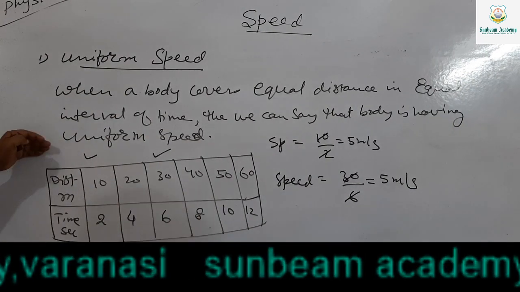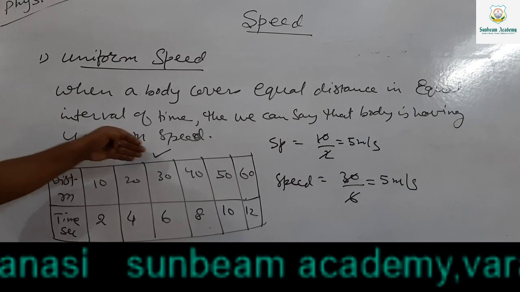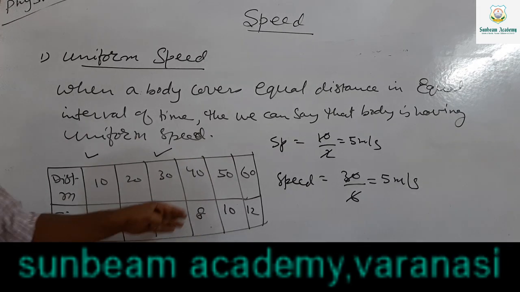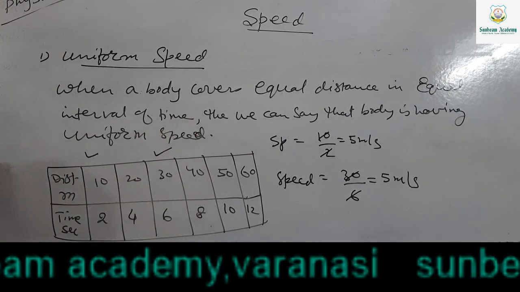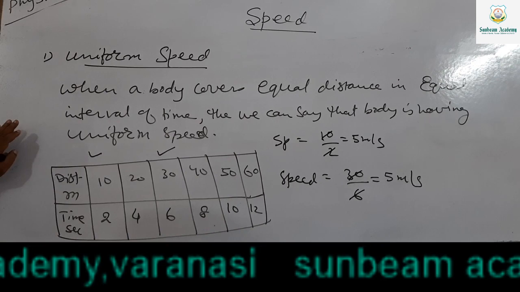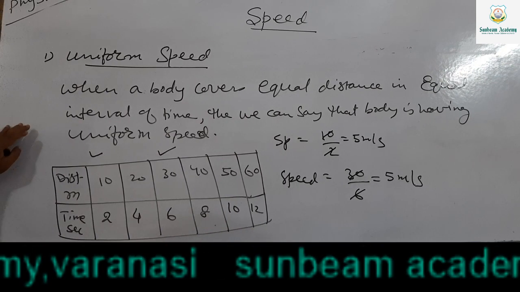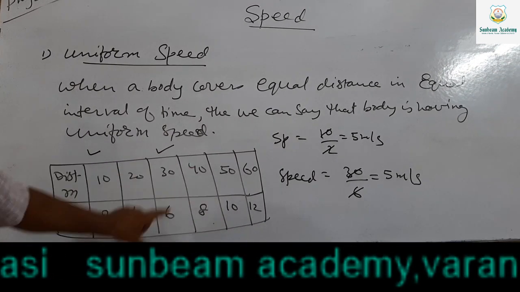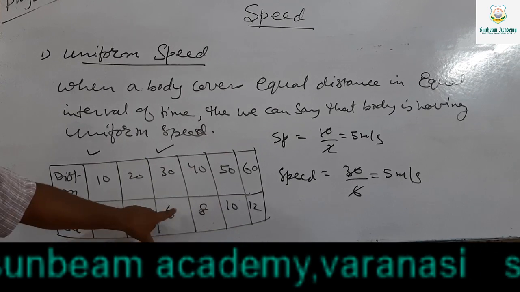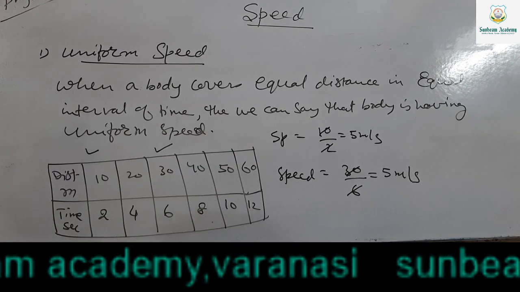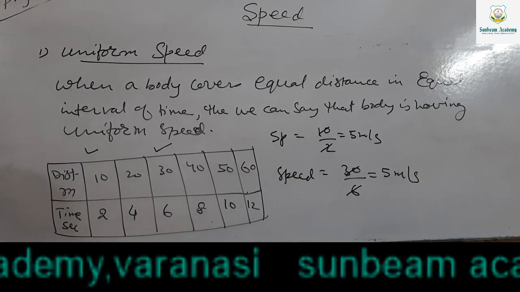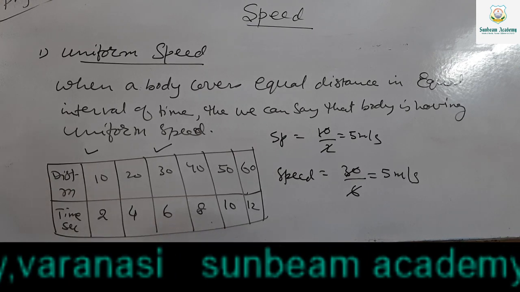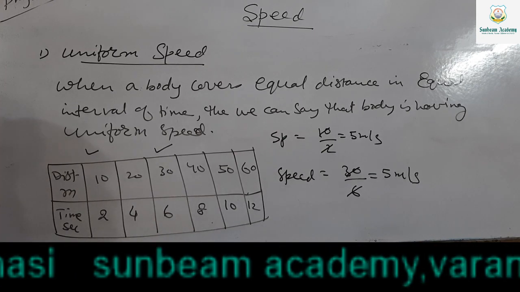This shows that when a body travels equal distances in equal interval of time, then such body has a uniform speed. Means at any time when you calculate, you will get a constant speed. There will be no change in the speed. So this is called uniform speed.